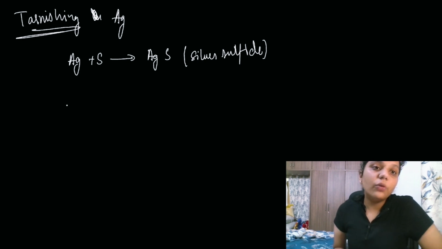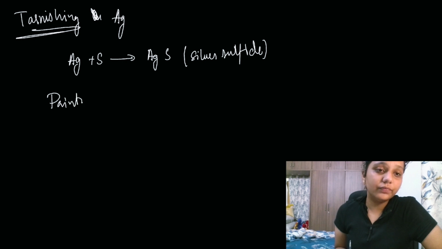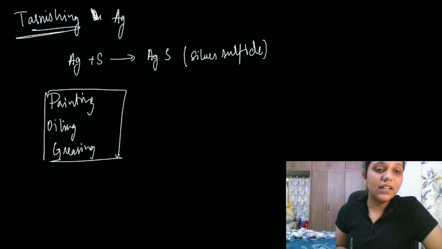So how can we prevent this? There are some processes like painting, oiling, then greasing. These are some of the methods by which we can prevent the corrosion process.